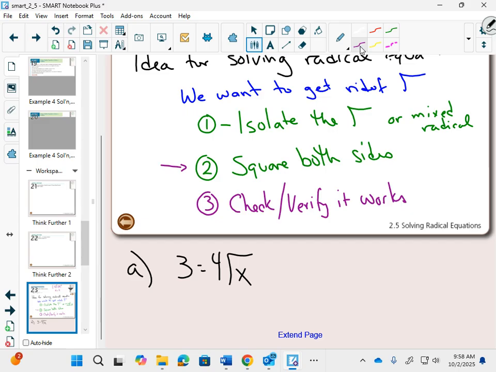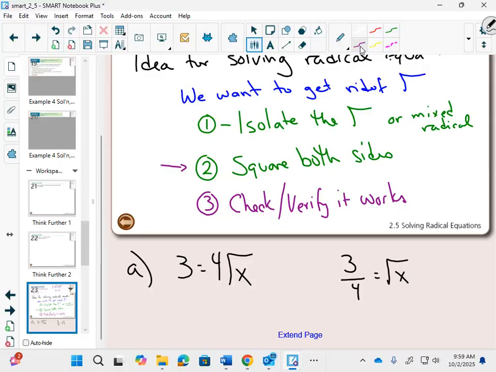You have a choice on this one, because technically, would it be easy to get the square root all by itself? Yes. You could divide both sides by 4 to get the square root by itself. Or you could deal with the mixed radical. Either the mixed radical or the radical all by itself will solve this question.